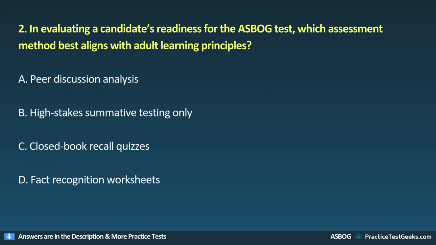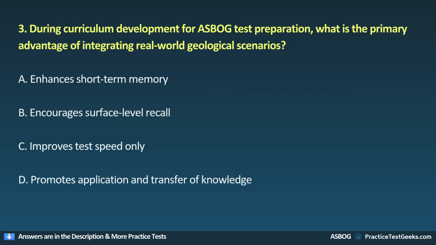2. In evaluating a candidate's readiness for the ASBOG test, which assessment method best aligns with adult learning principles? A. Peer discussion analysis. B. High-stakes summative testing only. C. Closed-book recall quizzes. D. Fact recognition worksheets.